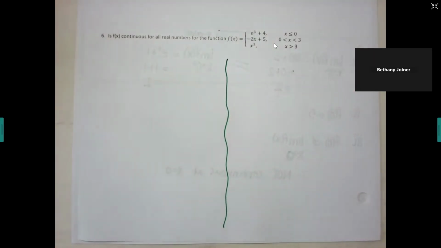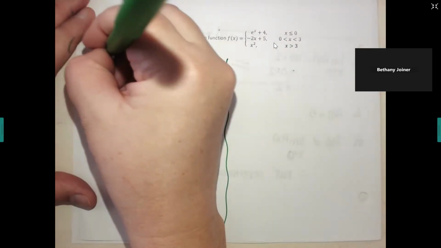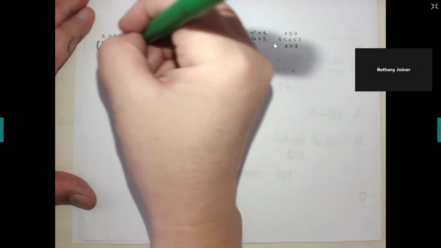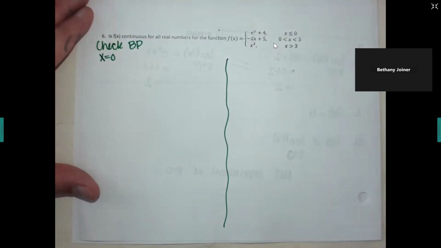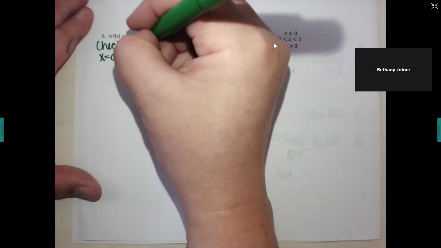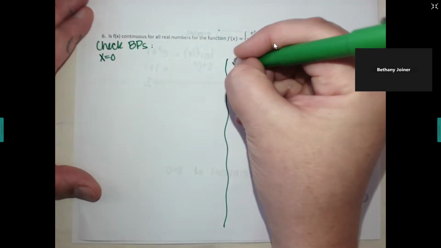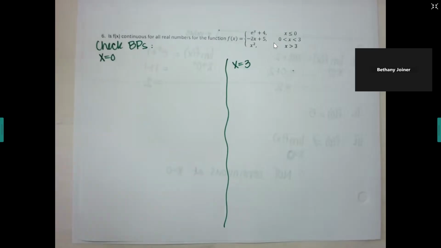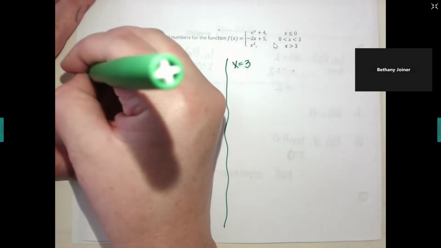Here's what the question asks. It says, is it continuous for all real numbers? Now, the only numbers we really have to check are going to be where you switch from one piece to another. So we're talking about breakpoints here. What are my 2 breakpoints? 0 and 3. So first we're going to check x equals 0. Remember BP stands for breakpoint. And then we're going to check x equals 3. I want to start with 0 first. So put your 2 limits, left and right.